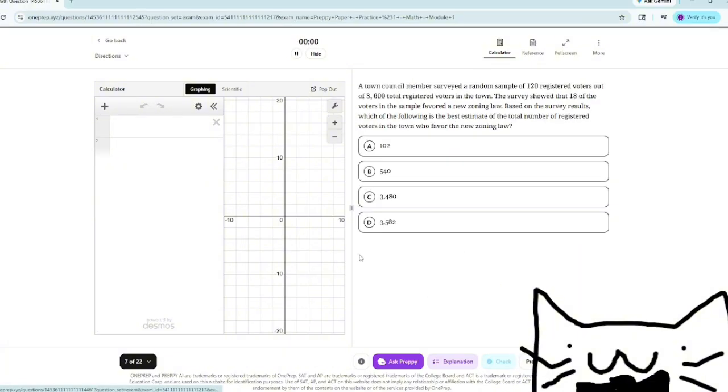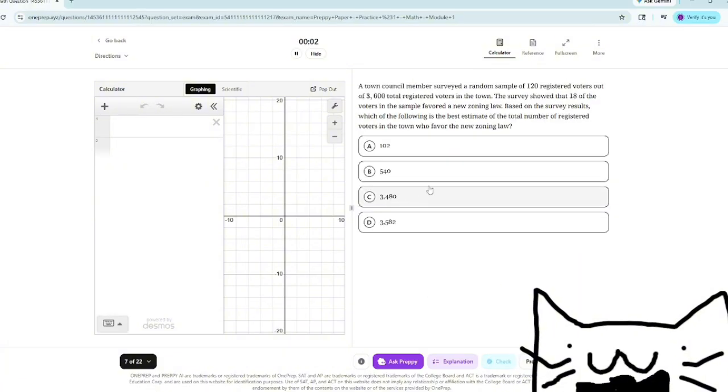Let me explain why it can't be this. This is way too big. Like you have 18 out of 120, I don't think it's going to be this or this. And then 102 is kind of just too small. So yeah, 540. Boom. B.